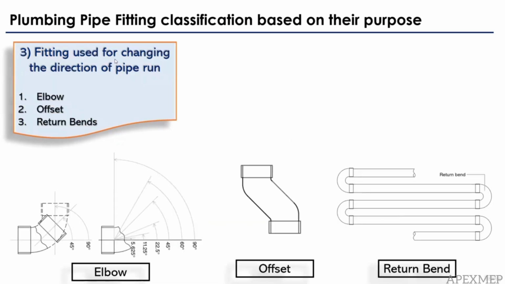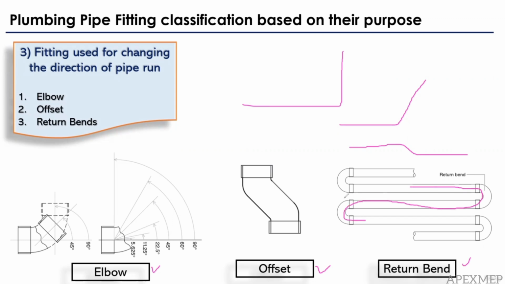Fitting used for changing the direction of pipe run. For example, your pipe is running, and you want to change the direction like this or like this. This is how we are changing the direction. In that case, we use elbows, offset, and return bends. So return bend is used for 180-degree purpose. If you can see the heat exchanger coils, these are called the return bends, U bends you can say. Offset is used when we have the pipe parallel, but there is a small change in the direction. In that case we use offsets.